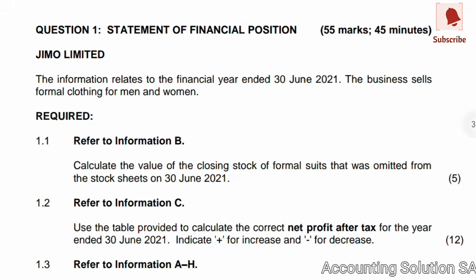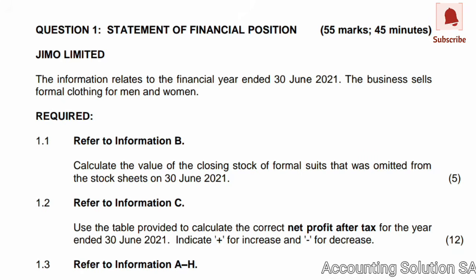All right, so this is the information that we have on number 1.1. They say we have to refer to information number B, and they said calculate the value of closing stock of formal suits that was omitted from the stock sheet on 30 June 2021.